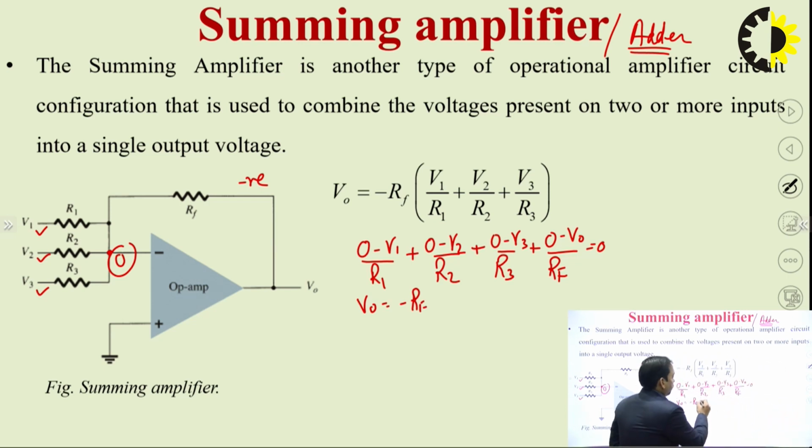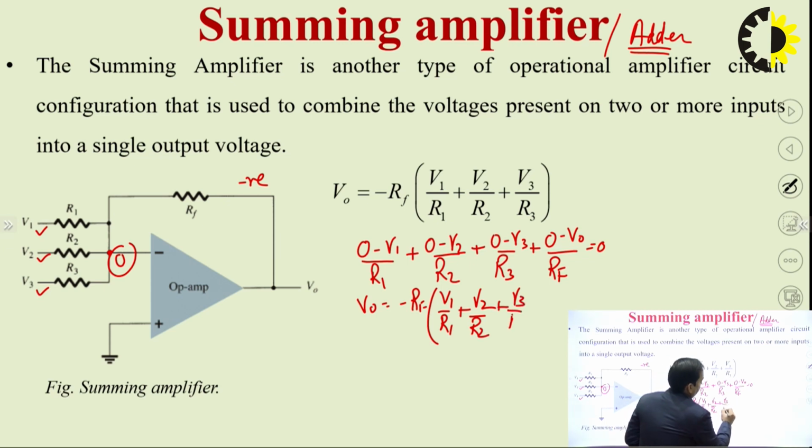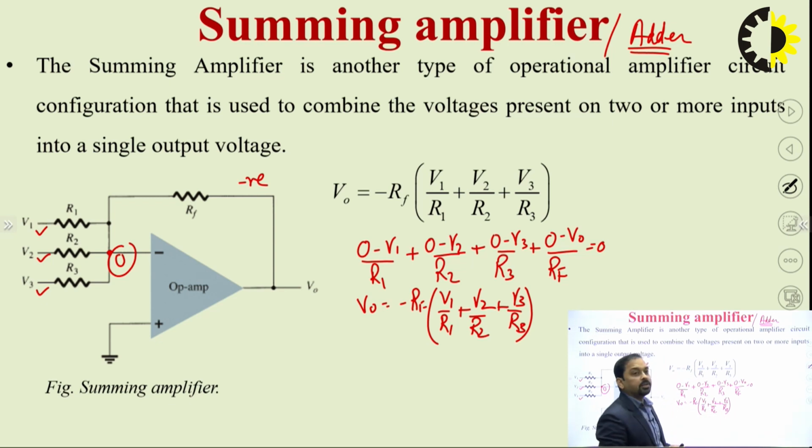minus RF times (V1 by R1 plus V2 by R2 plus V3 by R3). So this is a generalized result for a summing amplifier. If we have, let's say, more than 3 voltages like V4, V5, the result will further have V4 by R4 plus V5 by R5 and so on.